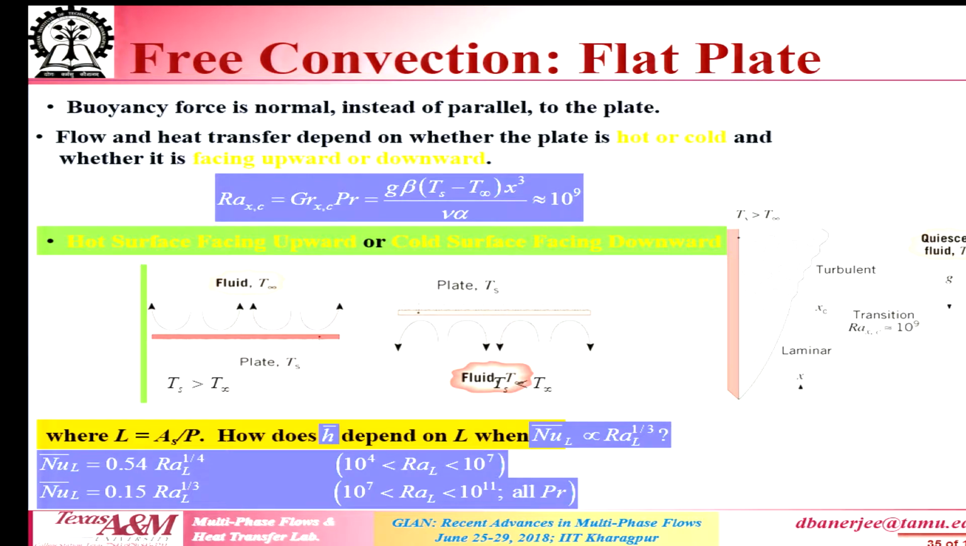Now, if it is a flat horizontal plate, let us say a hot plate facing up, then you see the two Nusselt number equations at the bottom. What you see is the last two equations at the bottom. When your Rayleigh number is less than 10 to the power 7, you are in the laminar flow regime, and when your Rayleigh number is more than 10 to the power 7, you are in the turbulent flow regime. In the first case, it goes as Rayleigh number to the power 1/4, and in the second case, it goes as Rayleigh number to the power 1/3.